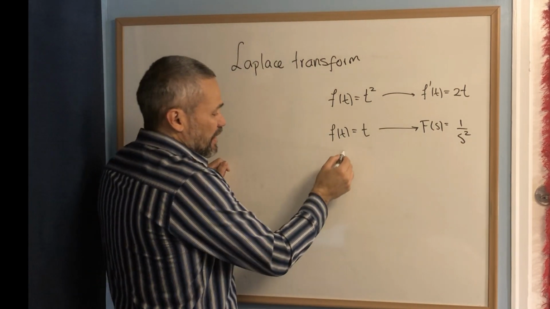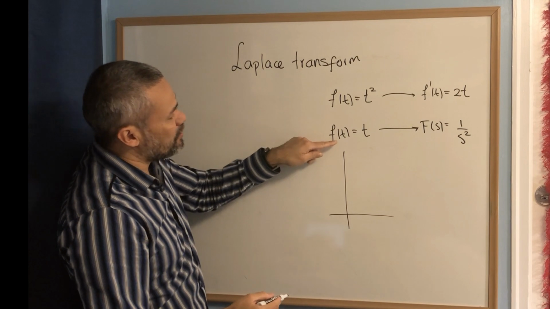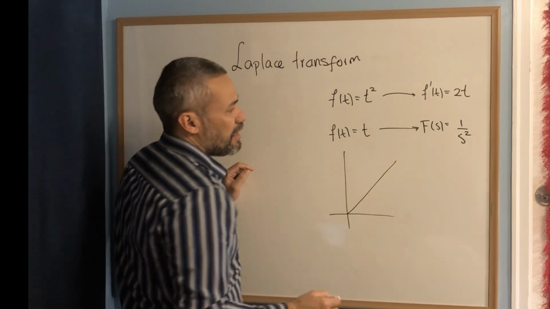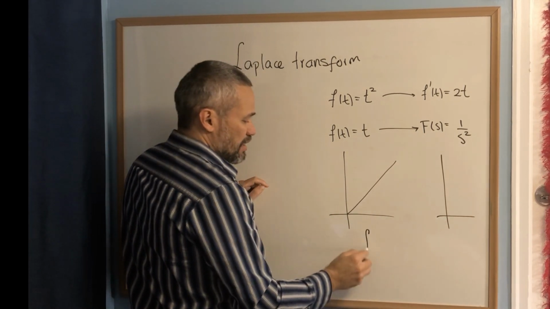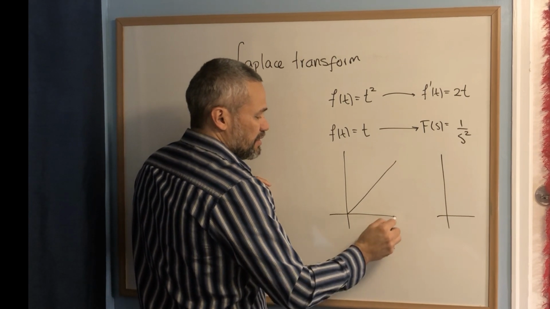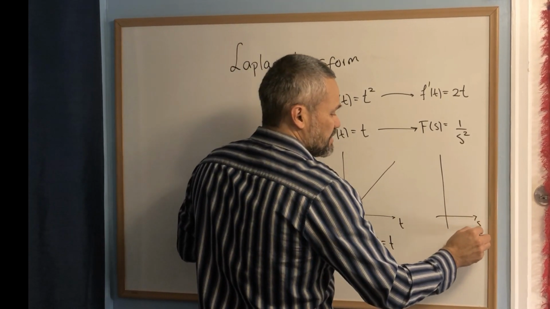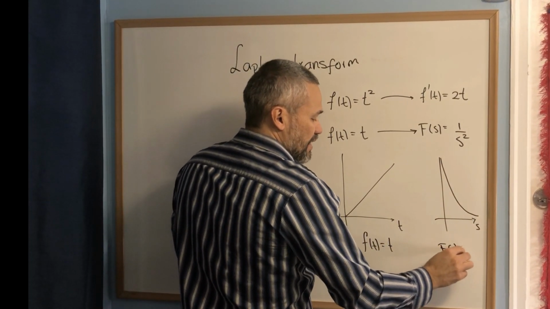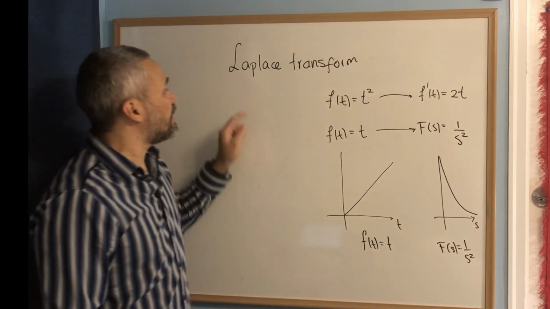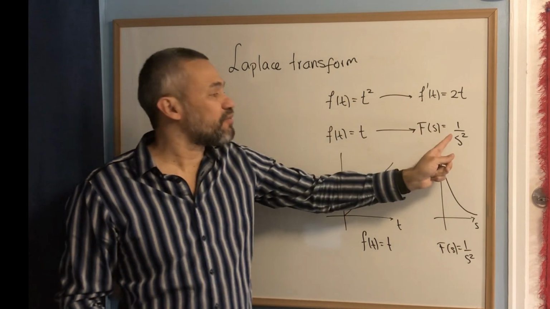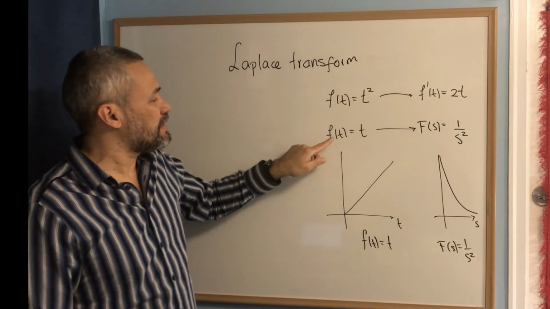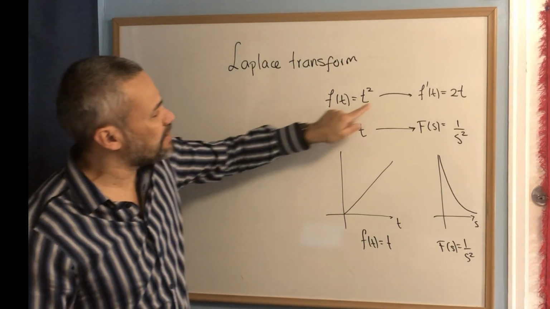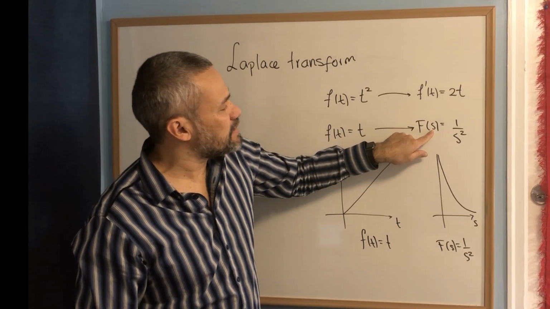We can do the graph of the Laplace transform. Usually we consider only when t is bigger than 0. This function has a graph like this. This is f of t equal t, and this is t. And here we have s, and the other graph is something like this. This is f of s equal 1 over s squared. Then the Laplace transform takes a function into another function, but one of the differences is that the independent variable of the input function is t, and the independent variable of the output function is s.